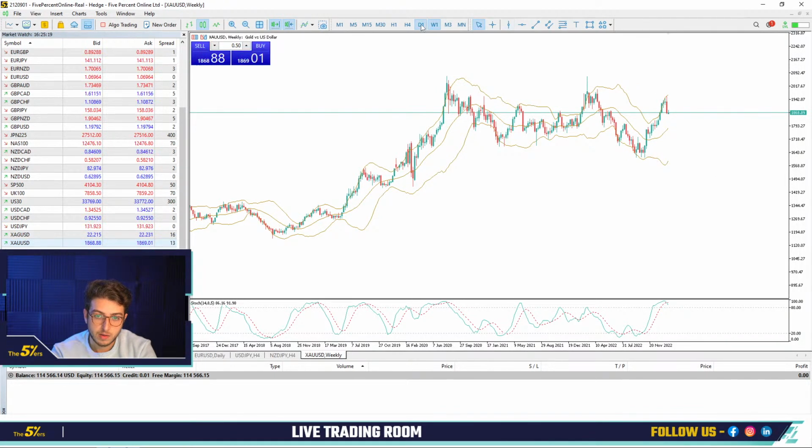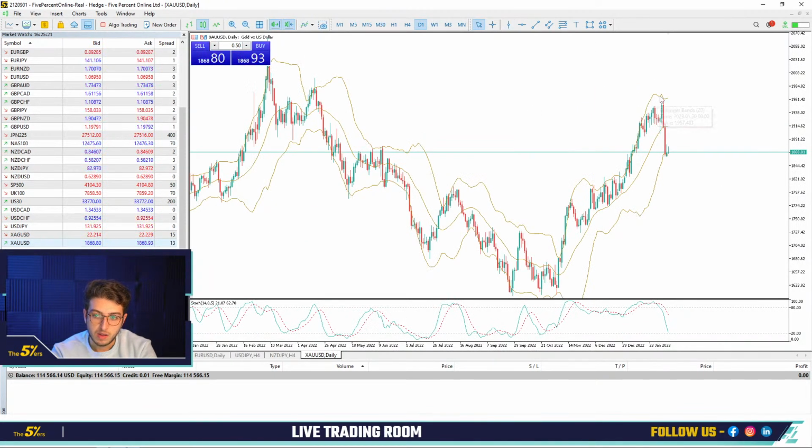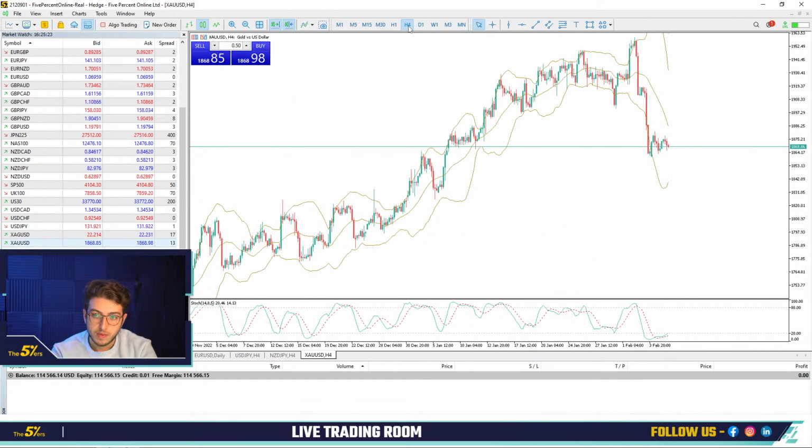But yeah, again, interesting. We go back, we break here, breakout here. Again, I will not enter a buy here because it's a breakout. I don't enter the market when the market breaks out. This is not my setup, and this is not what I'm looking for. So this is about gold.